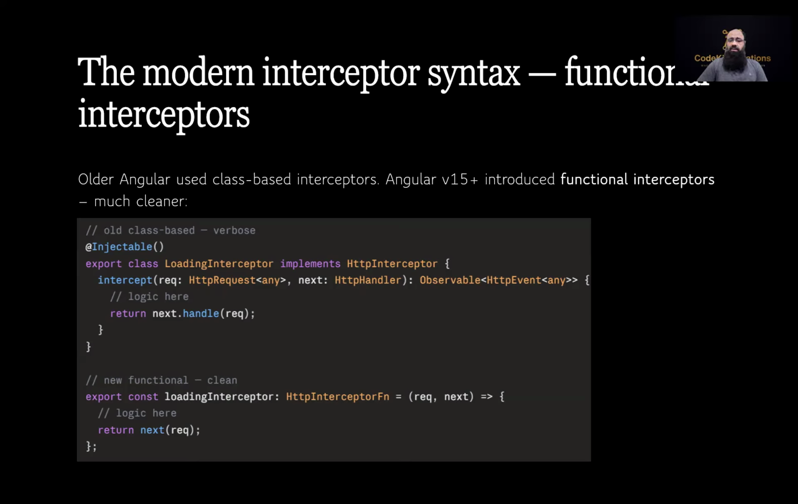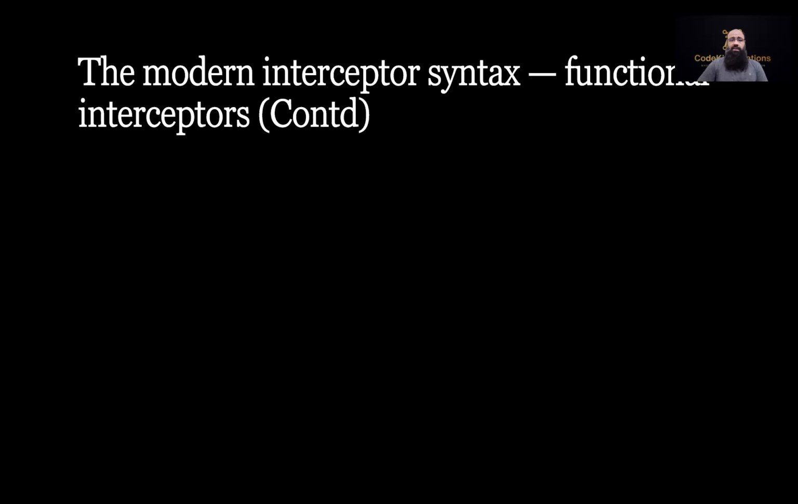But you can see there is a new functional and clean way of doing this. We just use an export constant, and we are going to name our loading interceptor, and the type which is going to be used is HttpInterceptorFn. FN you can call for functional. And let's quickly discuss one by one.